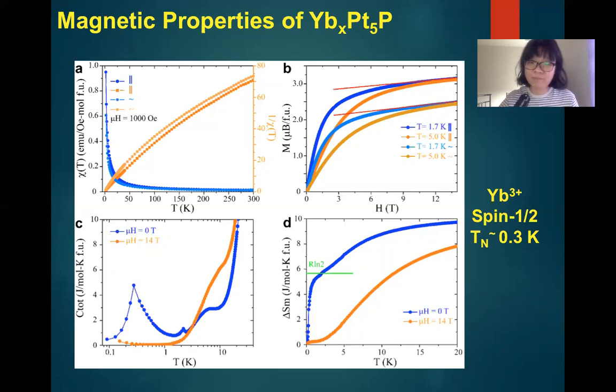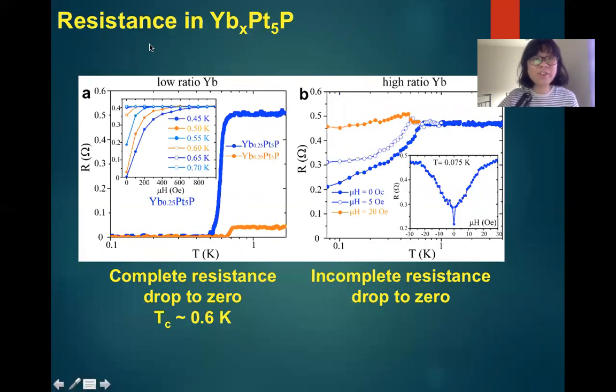How about the superconductivity? So we measure the resistance. What we find is that for the low ratio Yb samples, for example Yb 0.25 and Yb 0.29, we see a complete superconducting transition around 0.6 Kelvin. However, we didn't see this in the high ratio Yb. That's to say, as we increase the Yb, the superconductivity is killed by the magnetism. At a low ratio of Yb, we still see the superconductivity, which is very lucky.